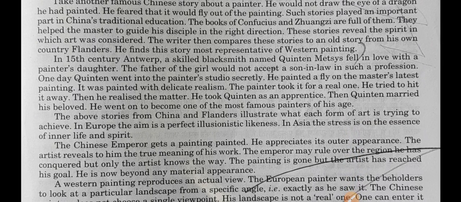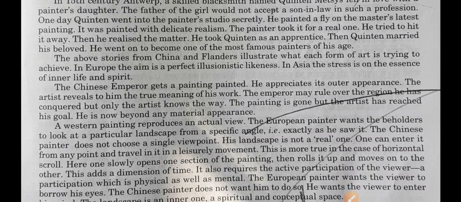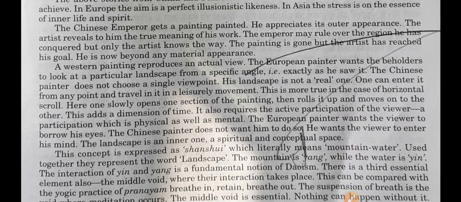just portrayed illusionistic likeness, but in Asia the stress was on the essence of inner life and spirit. In Chinese painting, the spirit was being talked about, and in European painting the similarity was there between realism and unrealism. The Chinese emperor gets a painting painted, he appreciates its outer appearance, and the artist reveals to him the true meaning of his work. The emperor may rule over the region he has conquered, but only the artist knows the way.